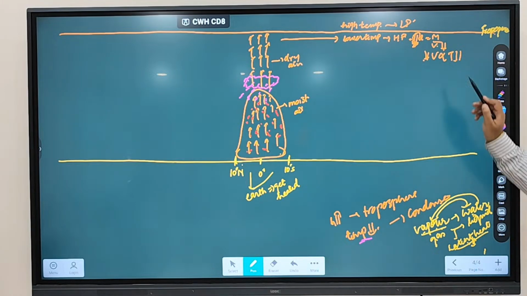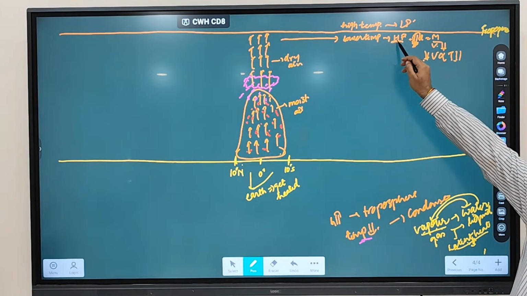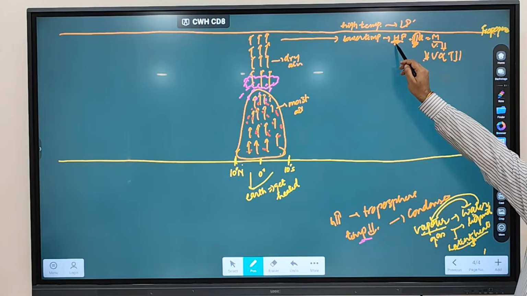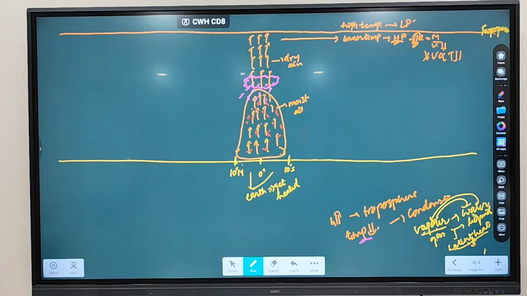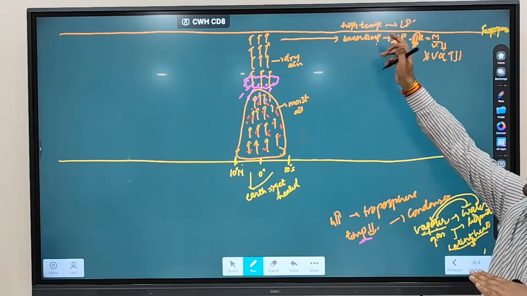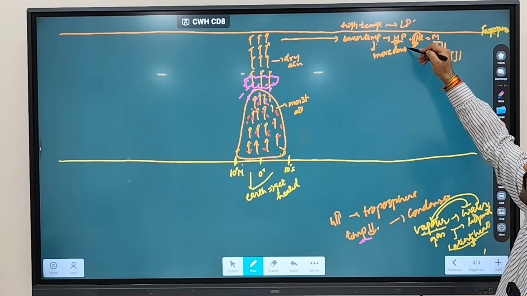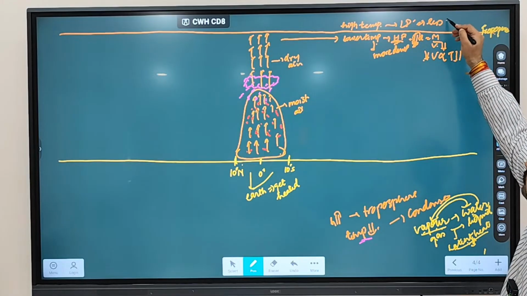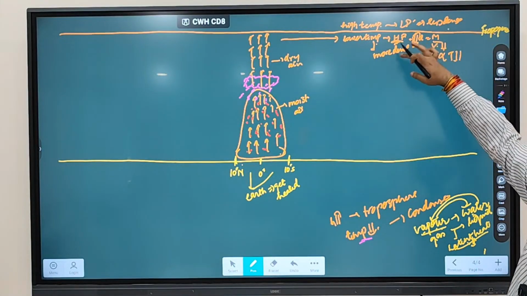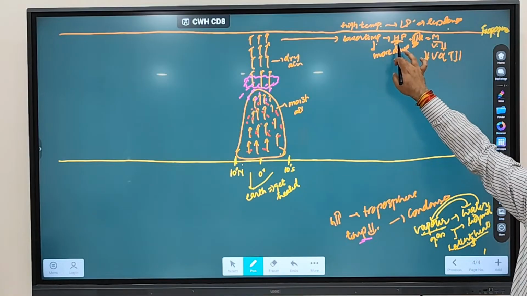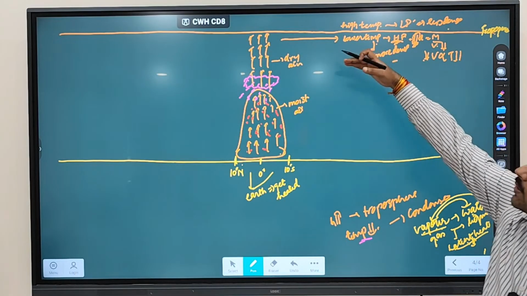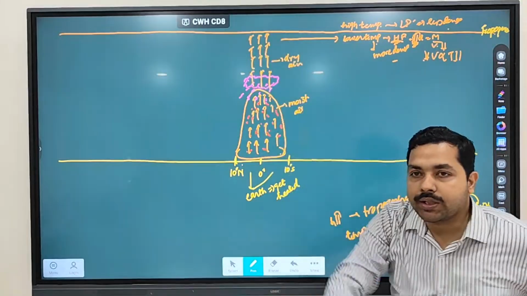Fine. So which air is more dense? This air is more dense, and you know that less dense is always going to float over more dense. Clear? So since this air is more dense, it will not rise up. This air is less dense, so this less dense will always be floating over more dense. Clear? So that's why air will not rise up in which air?